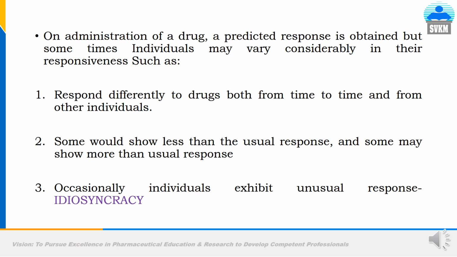Generally, as we know, on administration of a drug, a predicted response is obtained. But sometimes what happens, individuals may vary considerably in their responsiveness. Although they are administered the same dose, some would show less than the usual response and some may show more than the usual response. They respond differently to that drug molecule both from time to time and from other individuals. Occasionally, individuals exhibit an unusual response that we call idiosyncrasy.